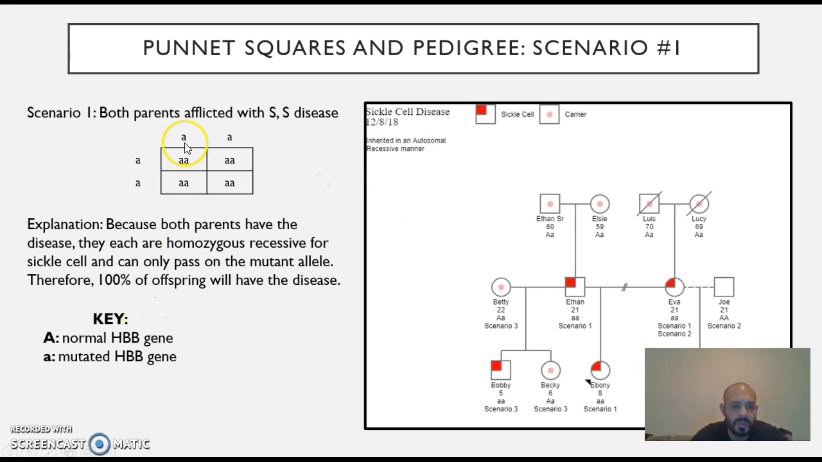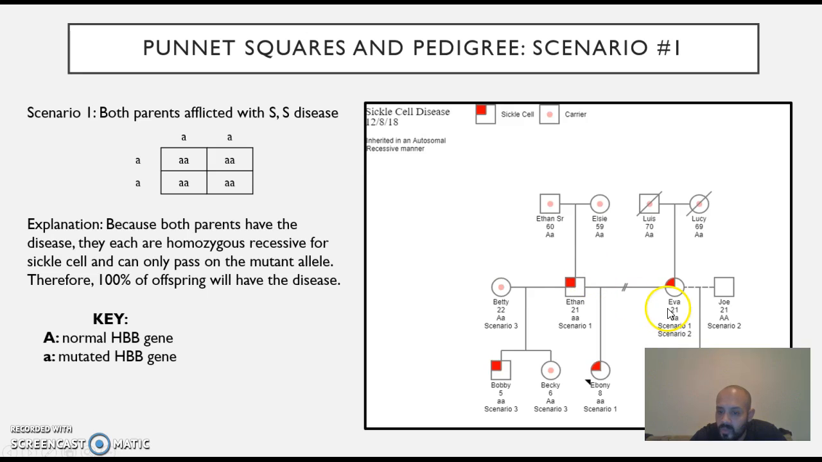So in scenario 1, we have 2 parents with sickle cell disease, and the key is that a mutated HBB gene is a lowercase a, and a normal gene is indicated with uppercase A. So if you look at the Punnett square in the top left-hand corner, you see that both parents have sickle cell disease, which means that there's a 100% chance that their children are going to have 2 mutant alleles and they're going to have sickle cell disease.